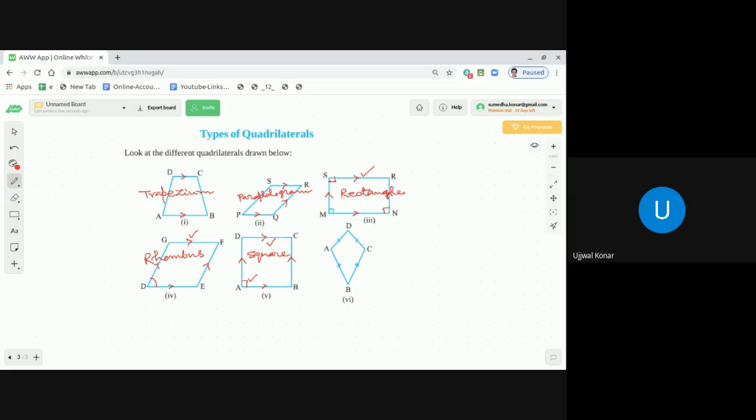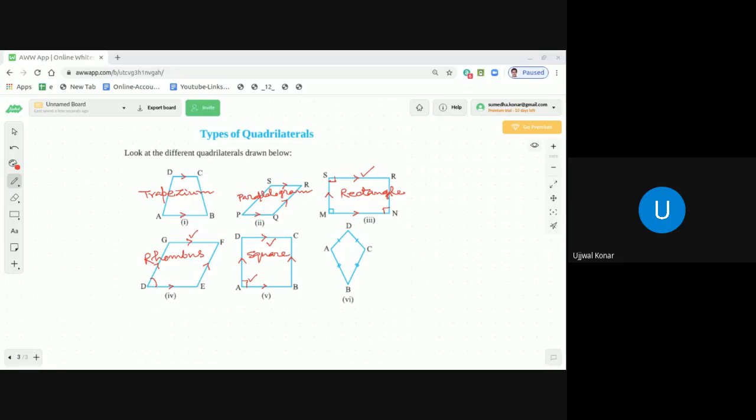Similarly, if you look into diagram 5, that is also a parallelogram. A square is a parallelogram, but it has different properties on top of the properties of a parallelogram, and hence we call it a square. Correct, dear students? Now, I'm going to emphasize diagram 6.